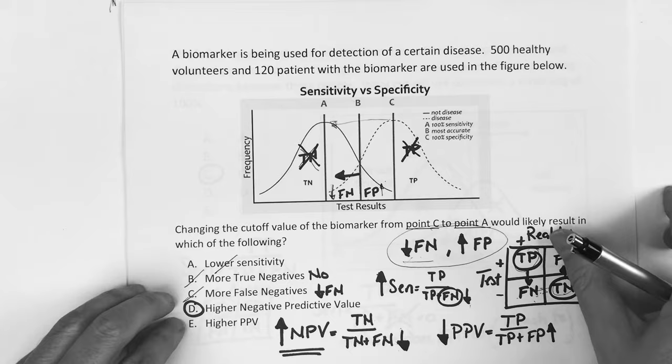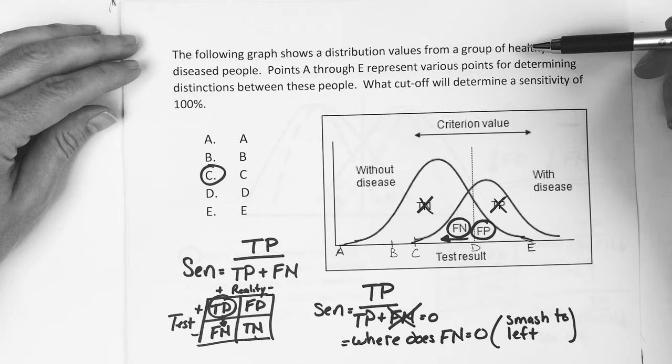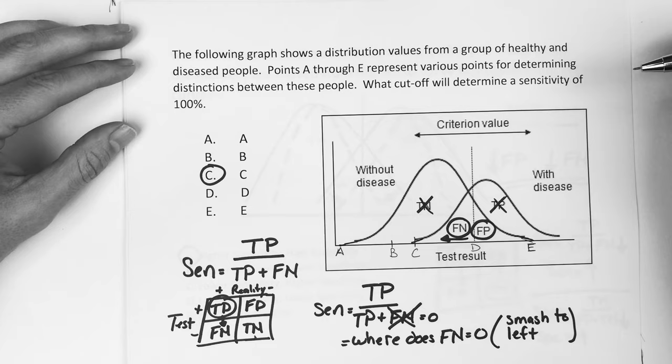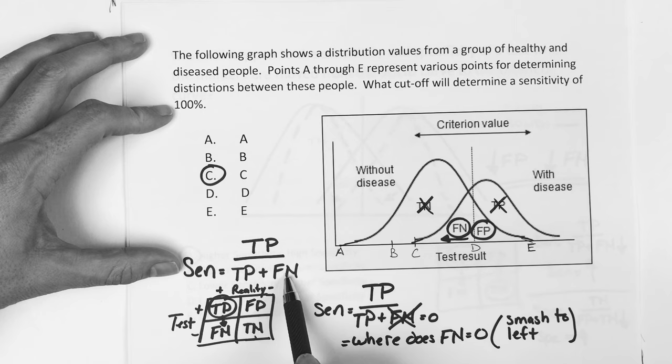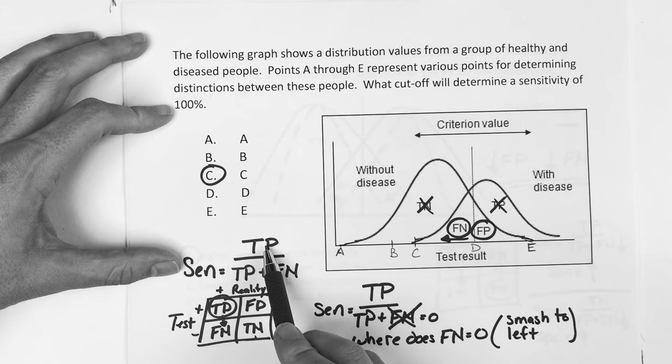The following graph shows the distribution values of a group of healthy and diseased people. Points A through E, blah, blah, blah. What cutoff would determine a sensitivity of 100%? Well, we know sensitivity is this formula based on our box. To get this guy 100%, meaning if I had a 10 over 10 is 100%, right? So I need these to be the same.